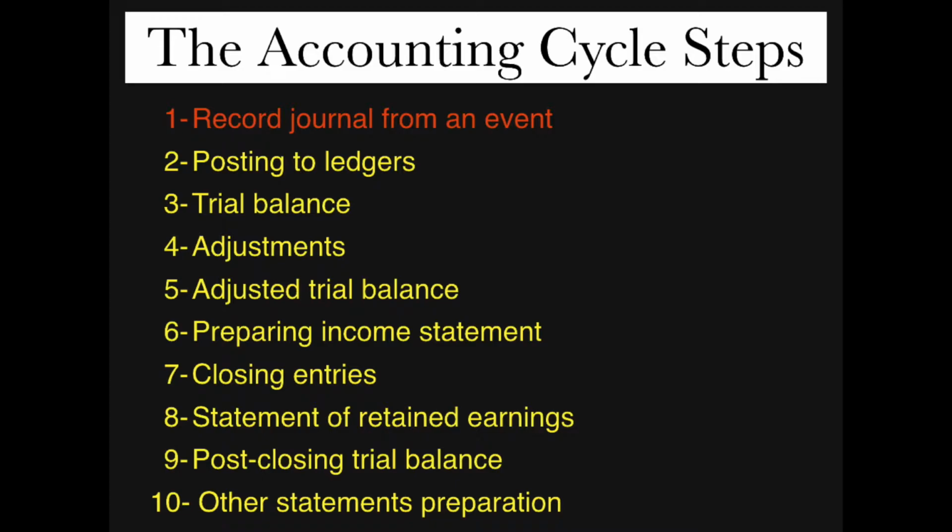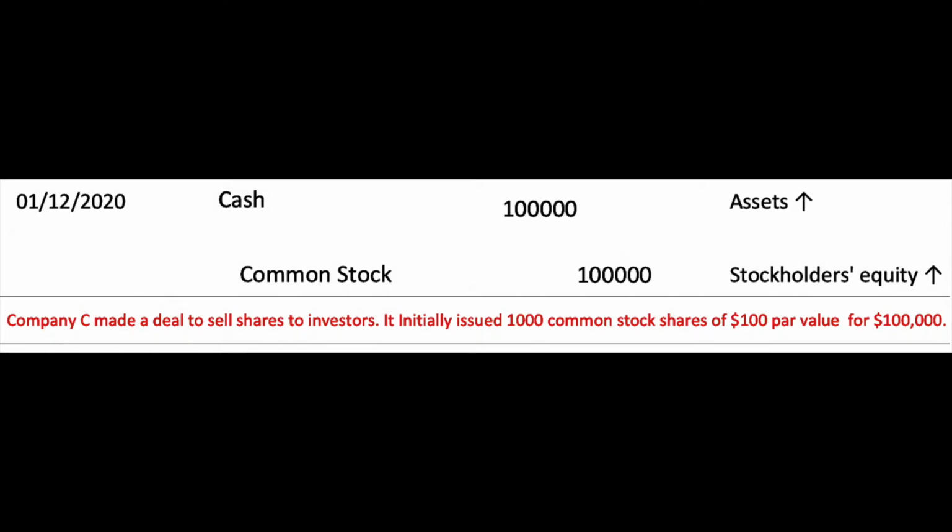1. Record a journal. The first transaction, Company C made a deal to sell shares to investors. It initially issued 1,000 common stock shares of $100 par value for $100,000. Accountants should debit cash for $100,000, credit common stock for the amount received.